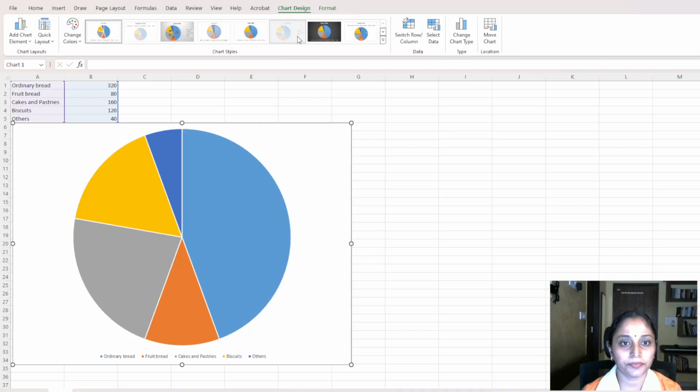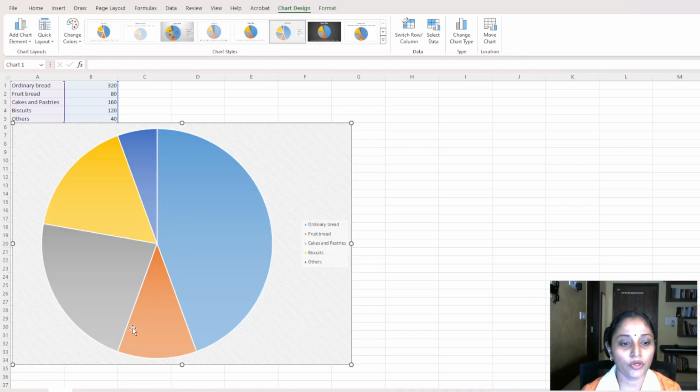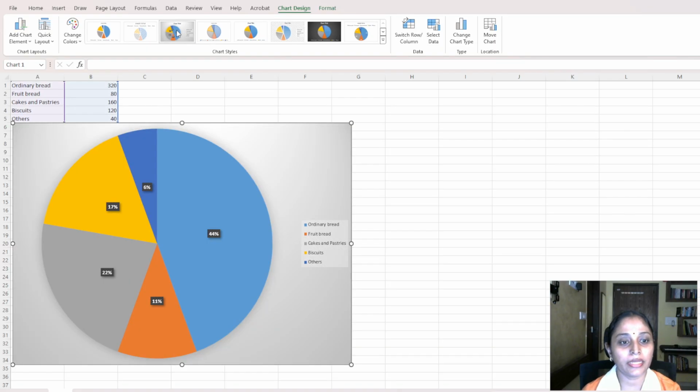Next you have fruit bread, right? Fruit bread is the next maximum demand. And then cakes and pastries, which is a little lower, and then I have biscuits, and then I have the others. Now here they have selected the data, and although I did not show you the calculation of the fractions and then the angle, that is being done in the background for this, because that is how you're going to get the pie chart.